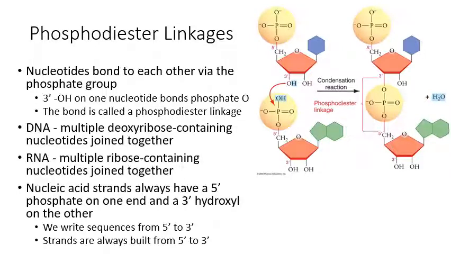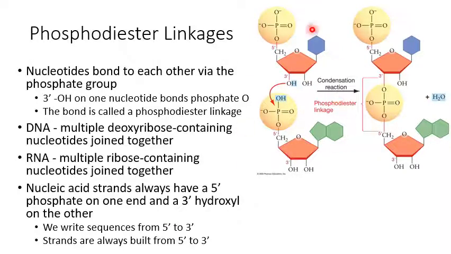So just like in proteins, when you have amino acids and you're trying to link them together to make a protein, you use a special bond called the peptide bond. With nucleic acids, you also use a special bond to link nucleotides together to form the actual nucleic acid. And that bond is called a phosphodiester bond or a phosphodiester linkage. The phosphodiester linkage is always between the 3' hydroxyl and the phosphate group of the next nucleotide.